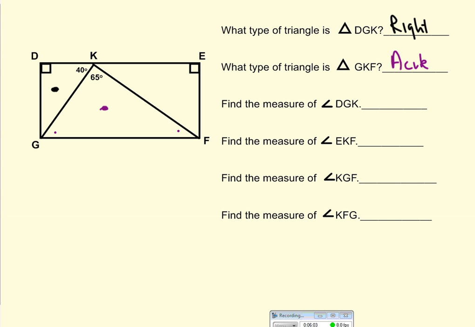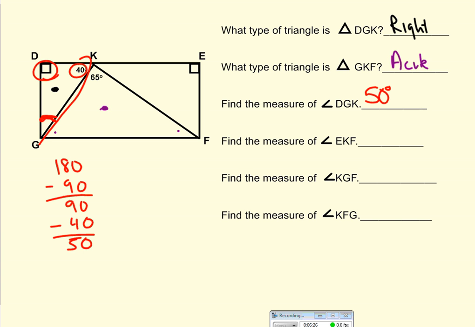Find the measure of DGK. So I've got to find the measure of this angle right here. Knowing that this one's 90 and this one's 40, well, 180 minus 90 is 90, minus 40 is 50. All right, that's using that concept we just talked about. In a right triangle, these two non-right angles have got to be complementary.